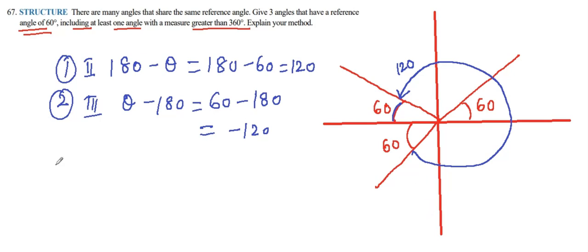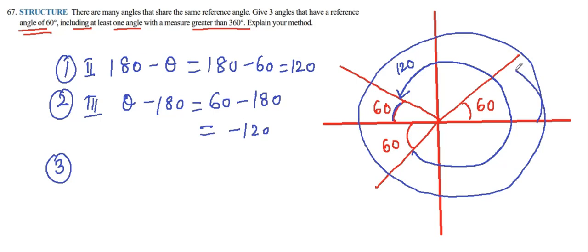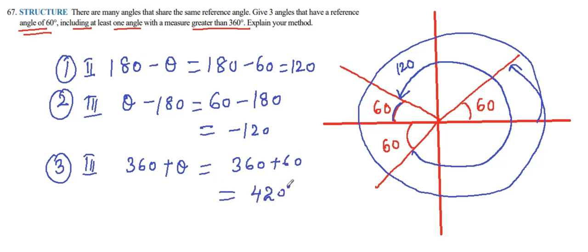Okay, now the next angle. He's saying that one angle should be greater than 360. Easy. How can I do it? I will take the full circle, 360 plus 60. I have to reach this line. For the third angle, just do 360 plus theta, because he's saying greater than. So 360 plus 60 is 420. So these are the three angles for the first quadrant. For the second quadrant, remember 180 minus theta. Third quadrant, theta minus 180, and the angle greater than 360 is 360 plus theta. So this is 420.